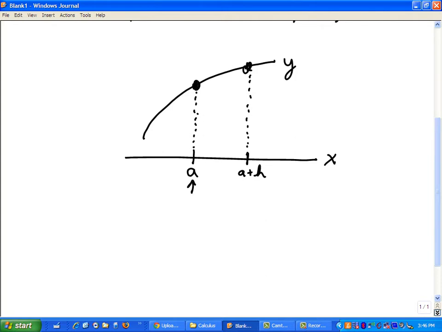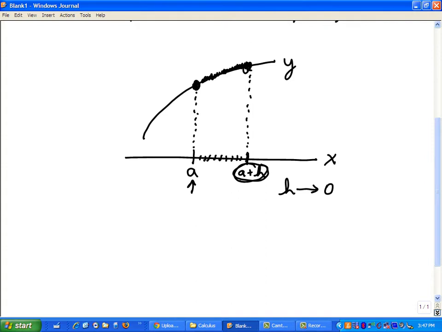And to get at that answer, I could think of asking the question, what happens to this point as h gets closer and closer to 0? What if I took a limit of something as h goes to 0? That would make this a plus h point kind of slide in towards a. And simultaneously, it would make the point that's up here on the curve slide down all the way to the point a, f of a.